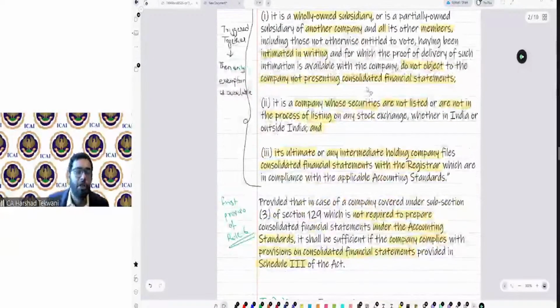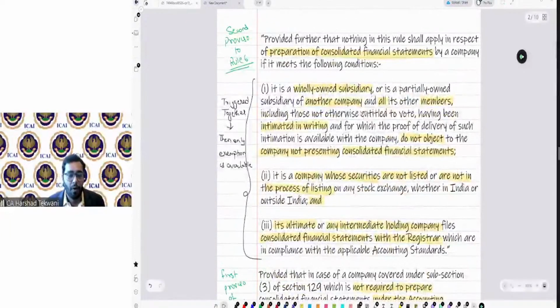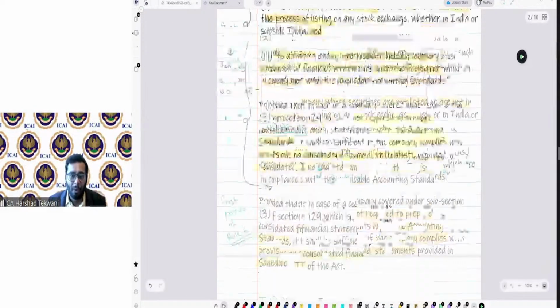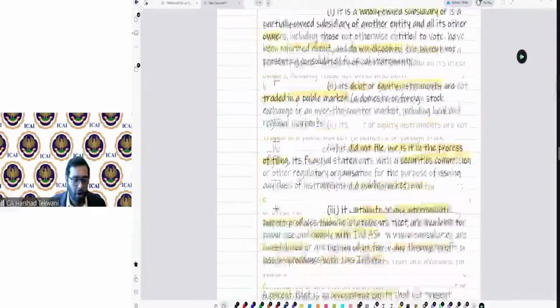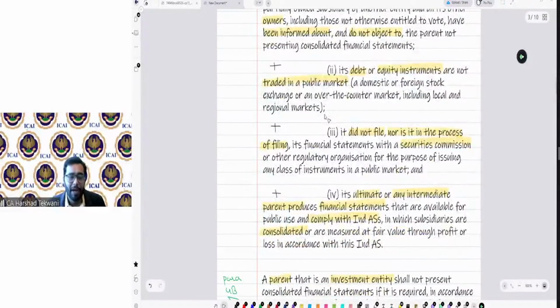This particular condition in Rule 6 was combined in a 1-1. So in Rule 6, the condition number 2 is equivalent to the condition number 2 and 3 of para 4 of Ind AS 110. So in Rule 6, you have both combined together. In Ind AS, you have two separate ones, but talked about the same thing. Means debt or equity not traded and did not file or not in process of filing or listing of its securities. And fourth one is ultimate or any intermediary preparing CFS to comply with the Ind AS.